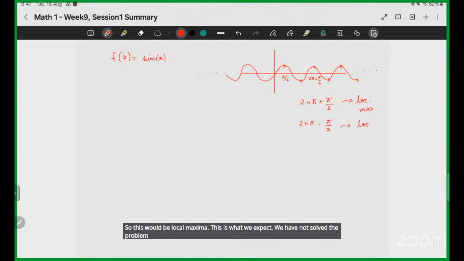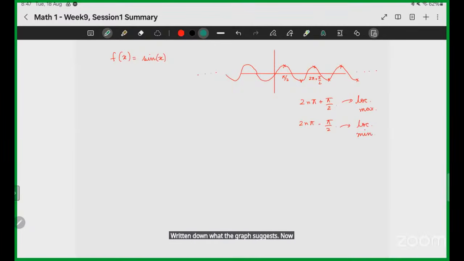We have just written down what the graph suggests. Now let's solve the problem. Are there critical points for this function which are not differentiable? As in, are there points where this function is not differentiable?